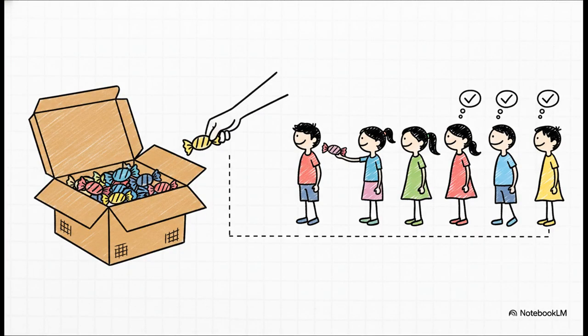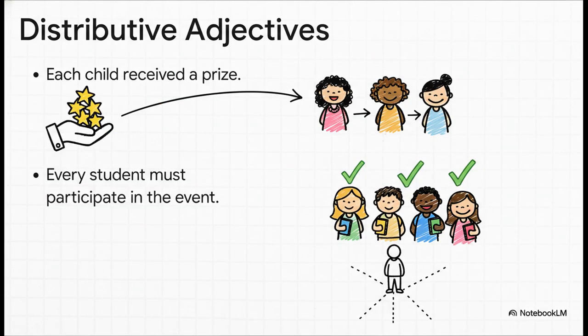And the fourth and final type of number adjective is the distributive adjective. Think of the word distribute. When a teacher distributes sweets in class, she gives one to each student, right? These adjectives also refer to each single person or thing in a group, one by one. Let's look at the examples.